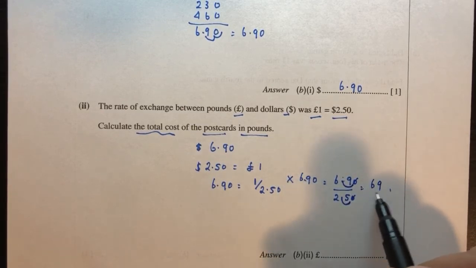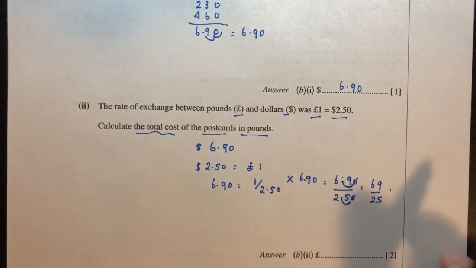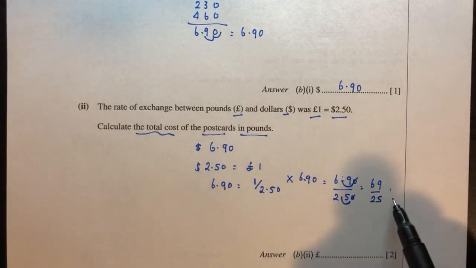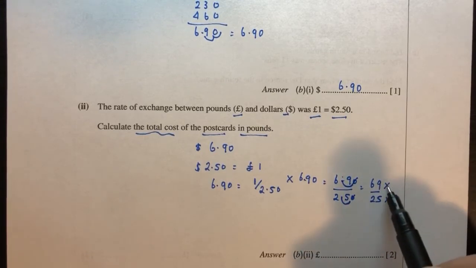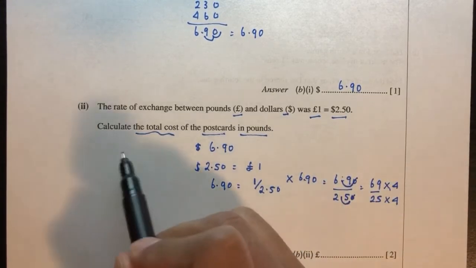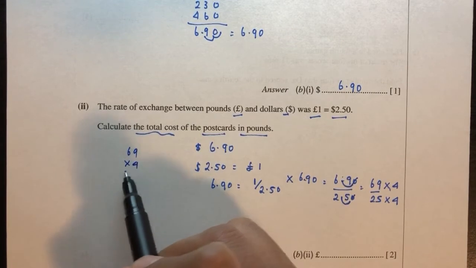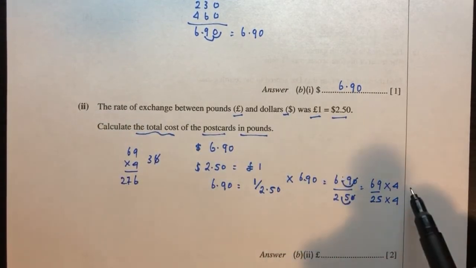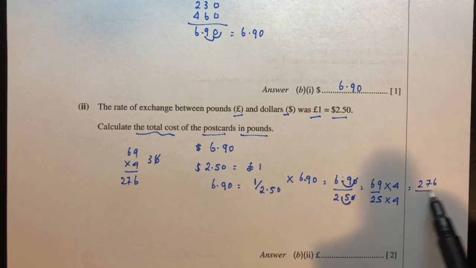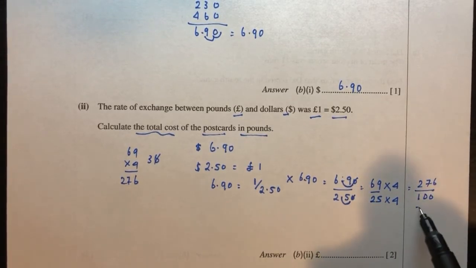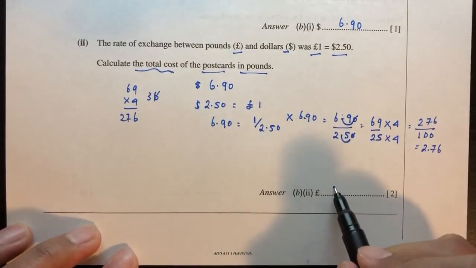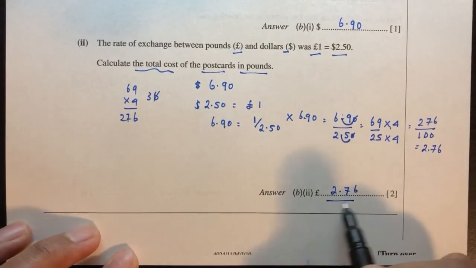We'll have 69 divided by 25. So let's do this. We can times this by 4 and times this by 4. So what is this by 4? 69 times 4 will be 276. That will be 276 over 100. So that will be 2.76 pounds. The answer will be 2.76 pounds for part 2.